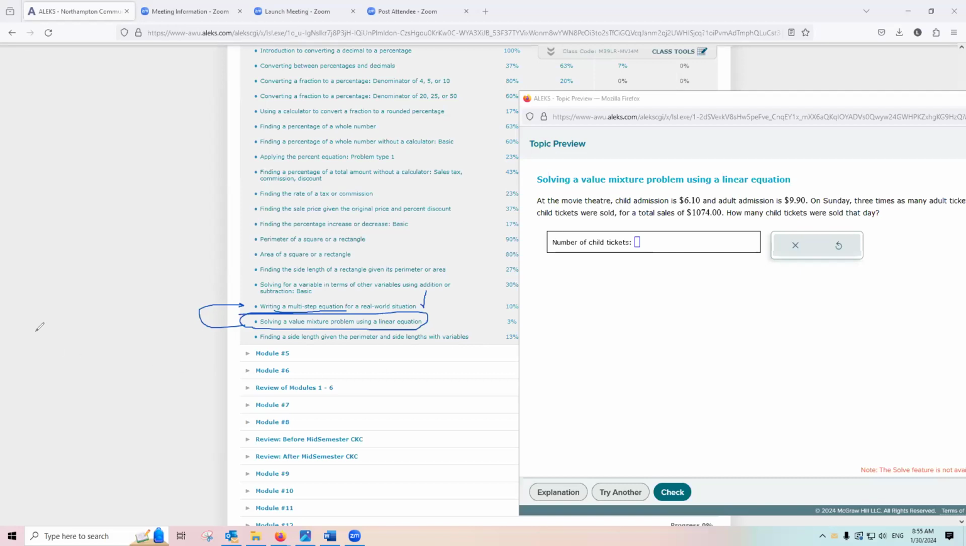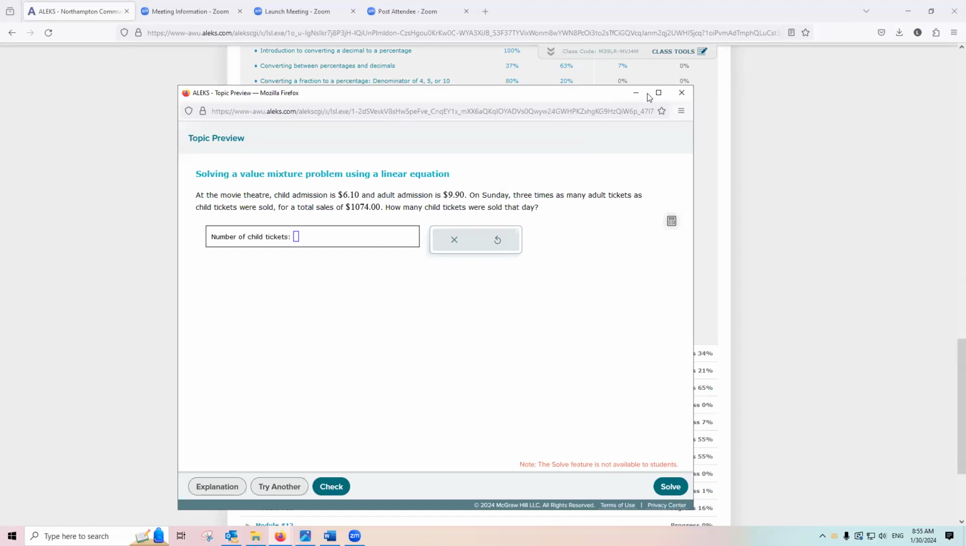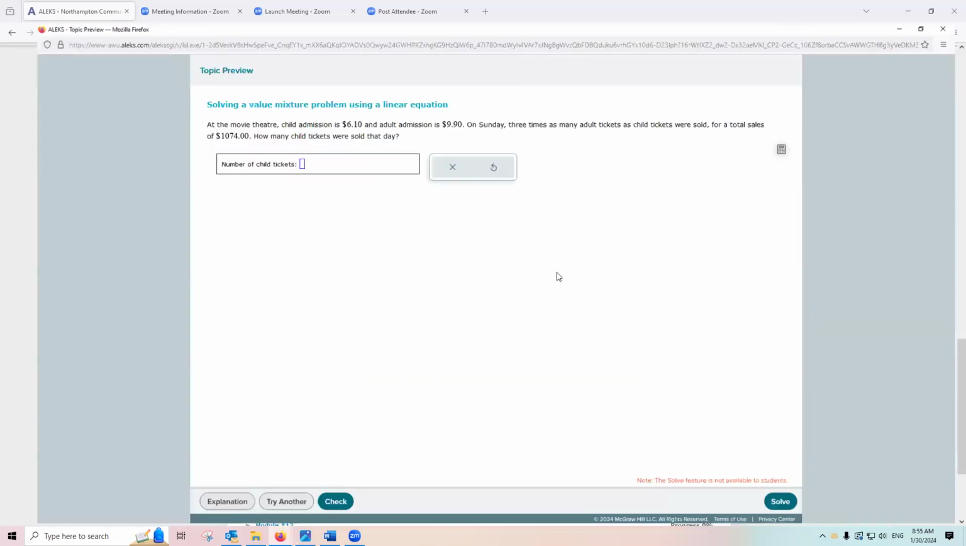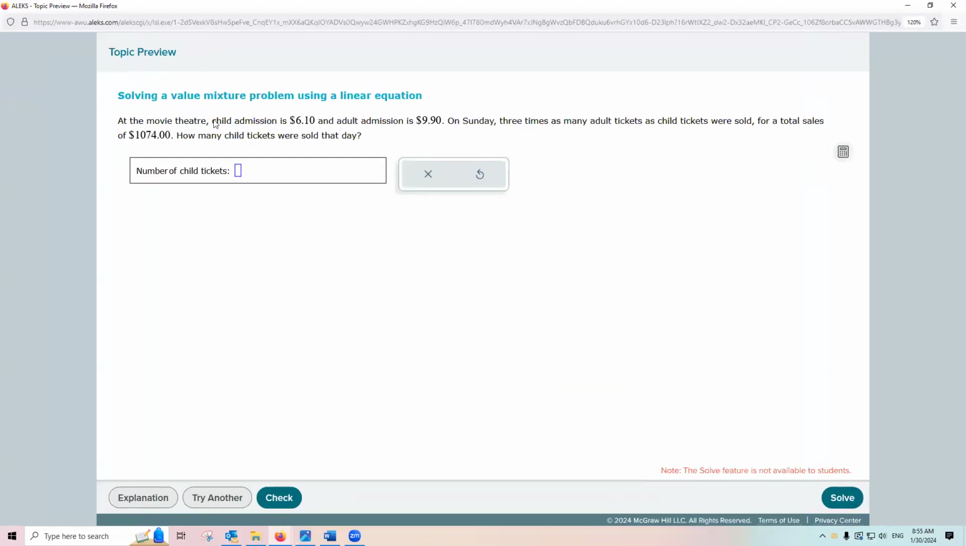So I'm going to pop up an example from Alex here. All right, here it is. It says at the movie theater, a child admission is $6.10. Adult admission is $9.90. On Sunday, 3 times as many adult tickets as child tickets were sold, and the total sales were $1,074. How many child tickets were sold that day?